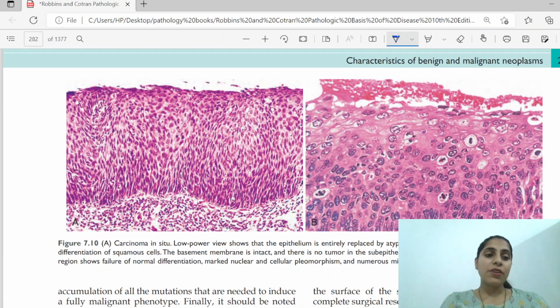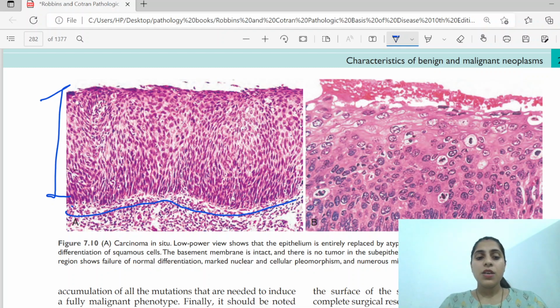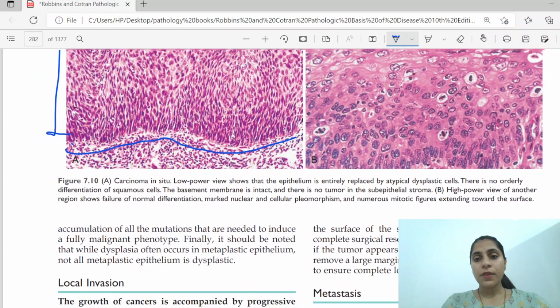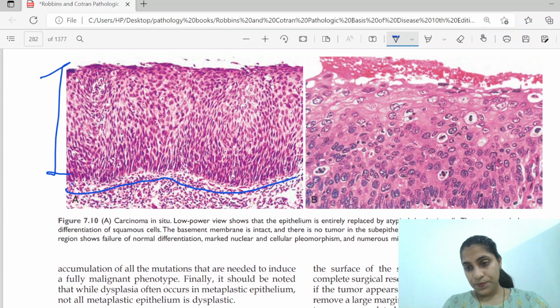So this is a photomicrograph showing complete thickness of dysplastic cells that are in the whole thickness, but they are not crossing the basement membrane. So this is carcinoma in situ. This is the similar thing in a high power view. It's just showing a lot of mitosis.